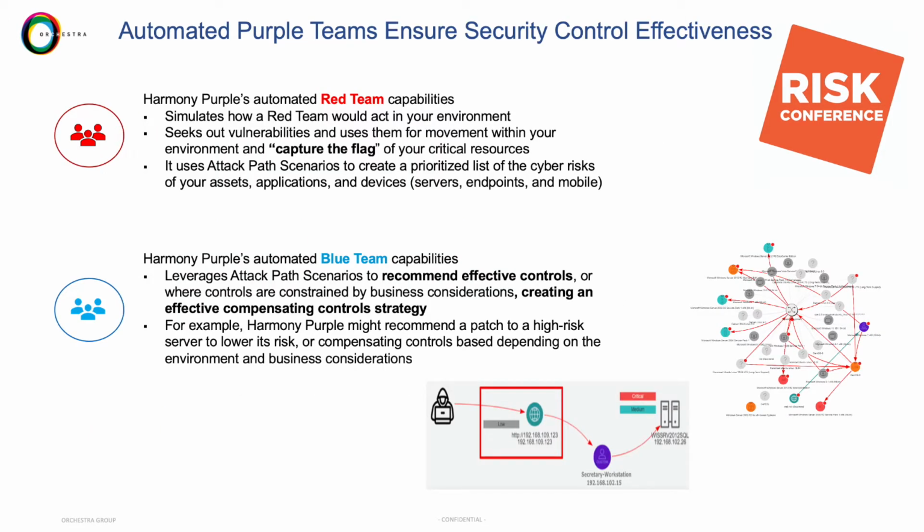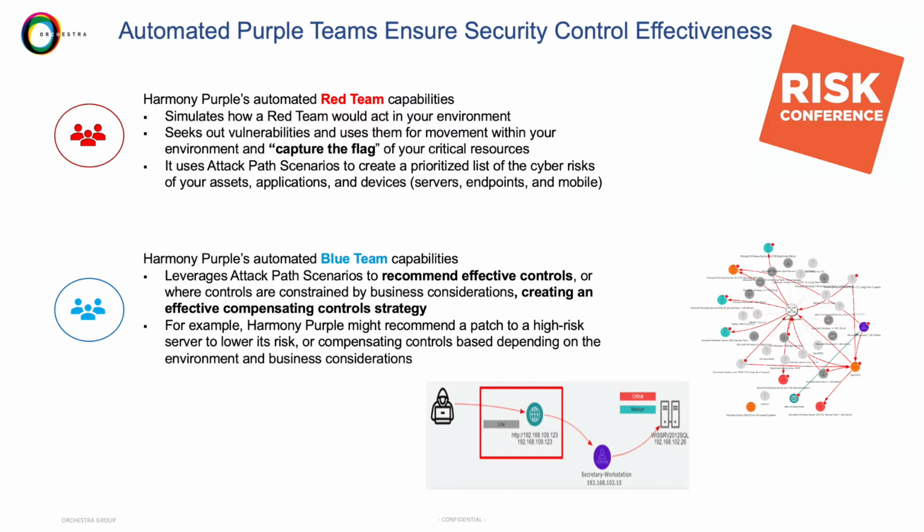Why do we call it Harmony Purple? Purple is a collaboration of 2 teams, one is the red team and the other is the blue team. For example, what are the capabilities of the red team? It simulates how a red team would act in your environment, how the team will act in an environment that was scanned.